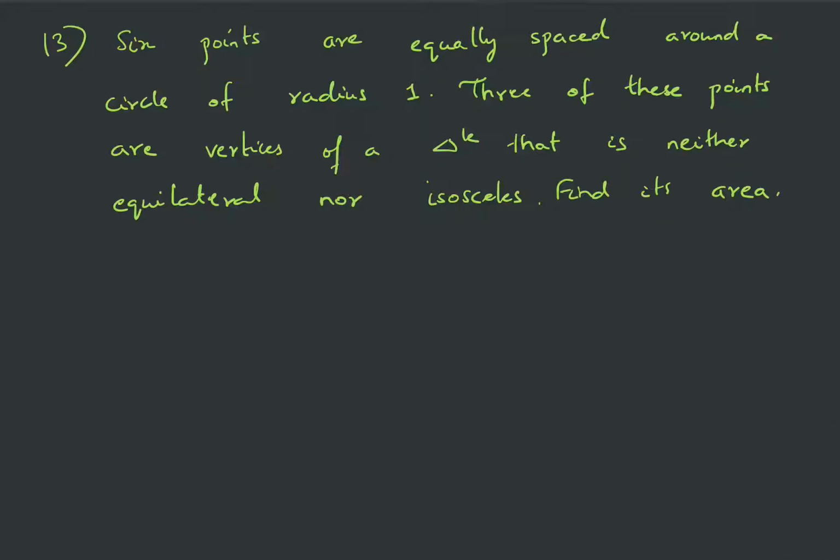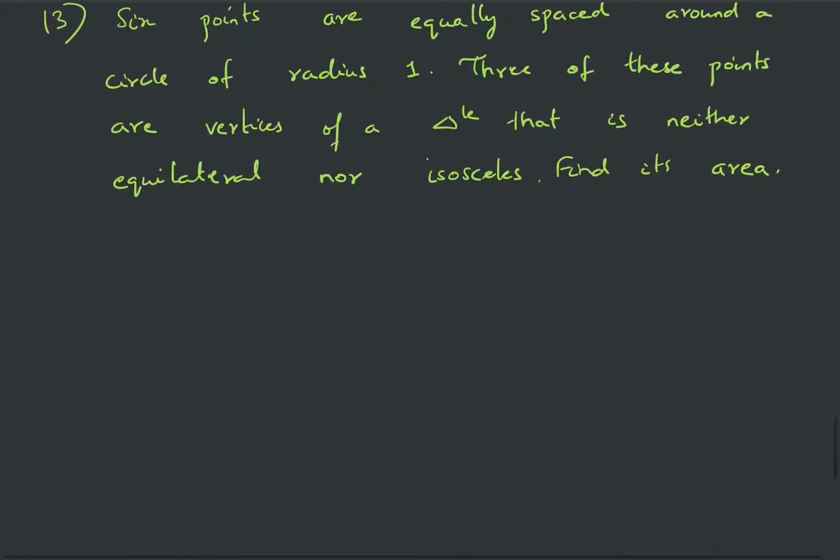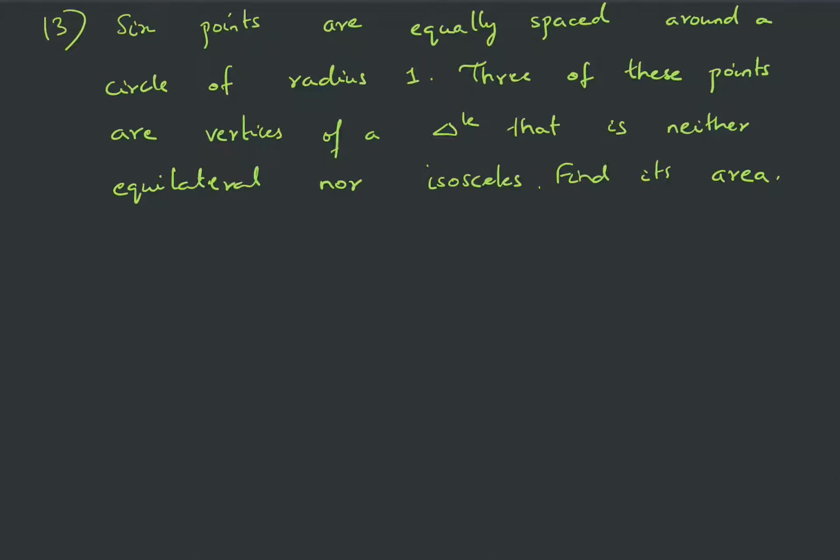So it is given that 6 points are equally spaced around a circle of radius 1. 3 of these points are vertices of a triangle that is neither equilateral nor isosceles. Find its area. Okay, so the important thing is the triangle is neither equilateral nor isosceles.